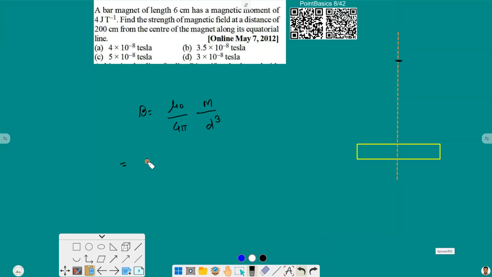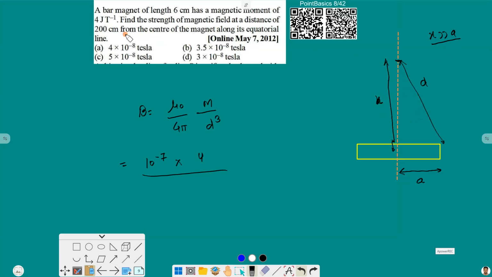So mu naught by 4 pi is 10 raised to power minus 7. Value of M is already mentioned as 4. Now coming to the distance. Now this distance depends on whether this value is very small. Suppose this is a and this is x, and this is actually the value of distance d. Now, if x is very large as compared to a, then we approximate d as equal to x. And if both of these are comparable, then we can use Pythagoras theorem here.